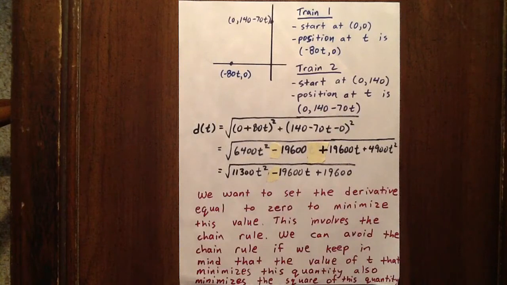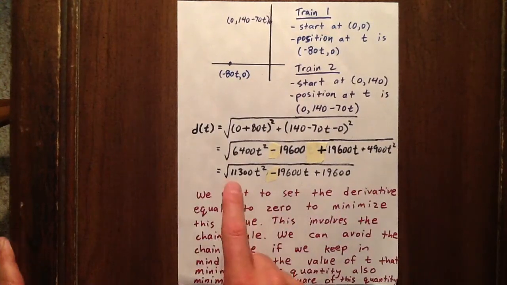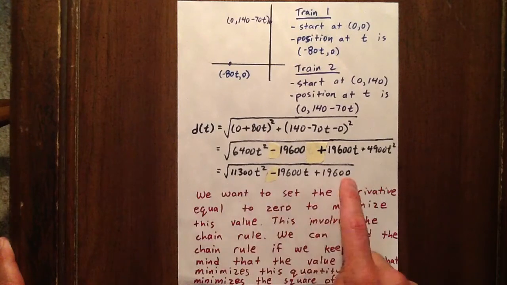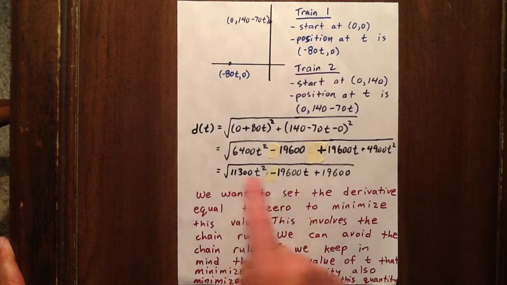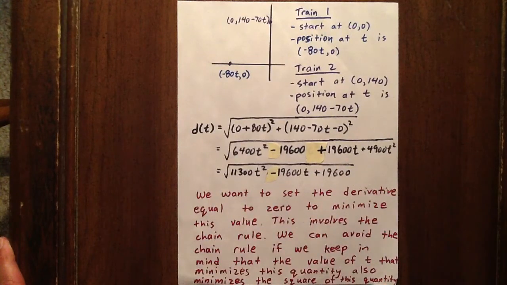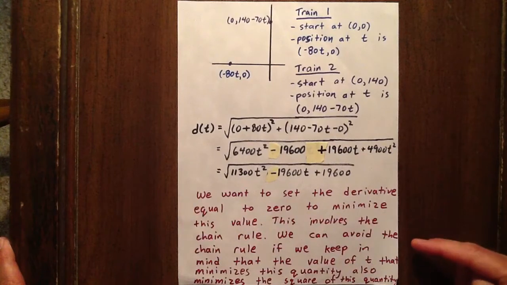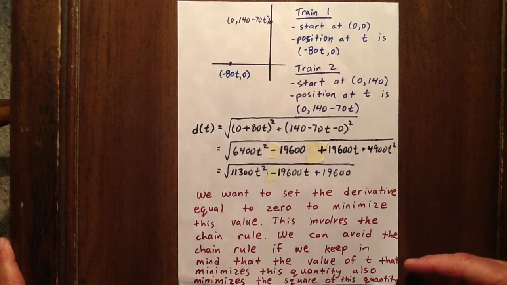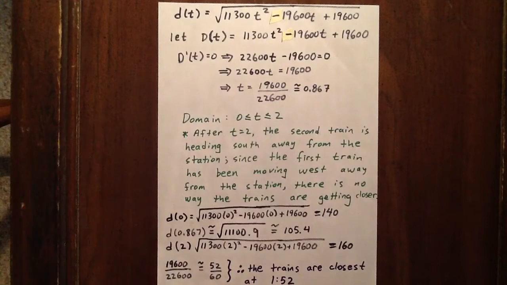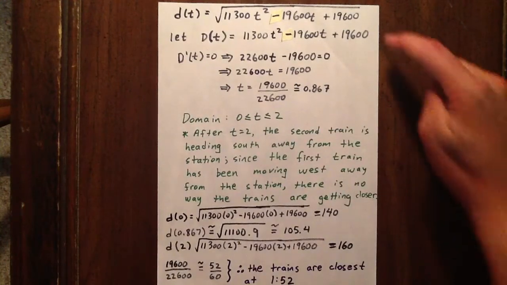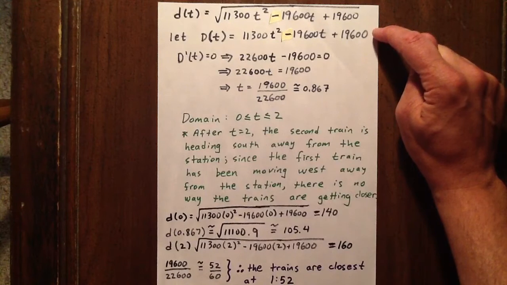Now, at this point, we want to take that derivative and set it equal to 0, and that will give us the correct answer. But we can also see that the time making this quantity the smallest will also be the time that makes the interior of it the smallest. And so what we're going to do is avoid the chain rule by simply dealing with the interior. Since d of t is the square root of that quadratic quantity, I'm going to let capital D of t be just the interior of that quantity, as indicated right here.